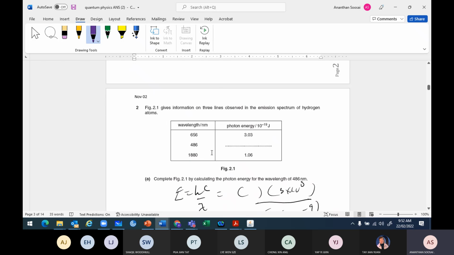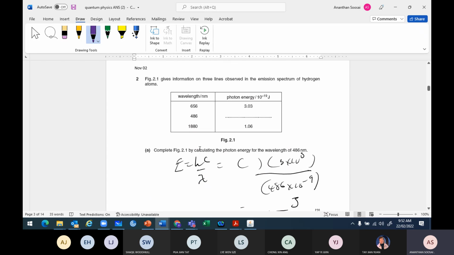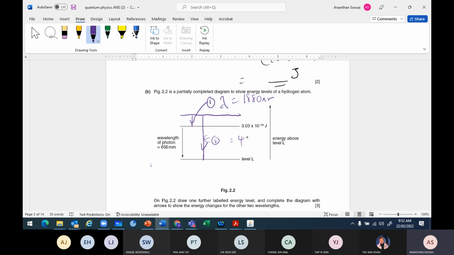486 or 1880? This one. 1880, right? This one is the second one here. This is the smaller one, for what? 418. 486. So this should be 486 nanometer.